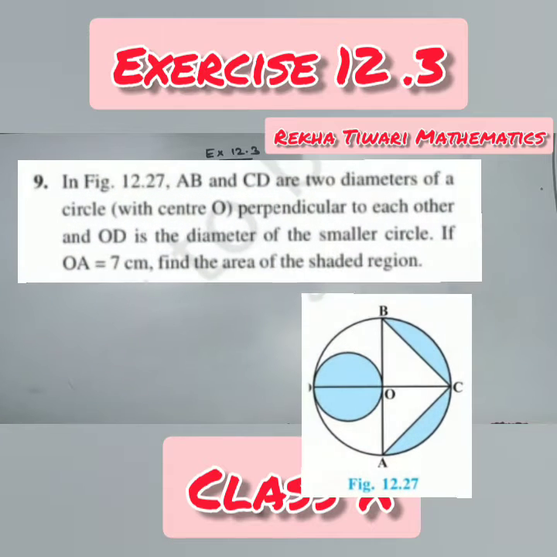Question number 9 is: AB and CD are two diameters of a circle with center O, perpendicular to each other, and OD is the diameter of the smaller circle. If OA is equal to 7 cm, find the area of the shaded region.